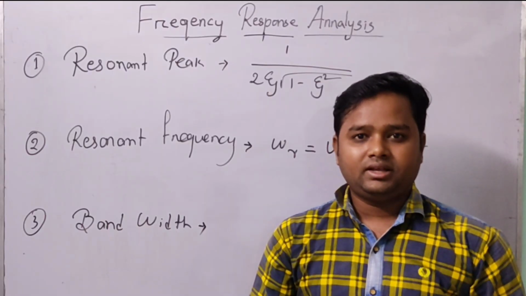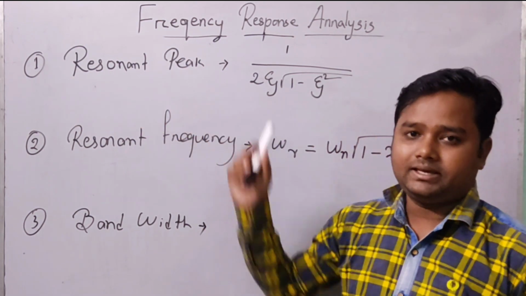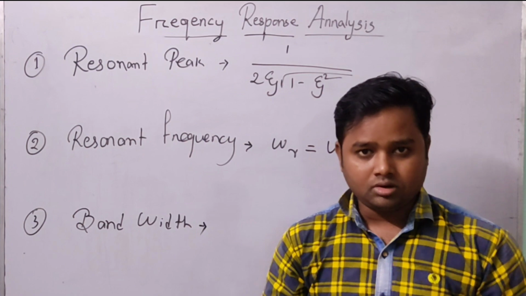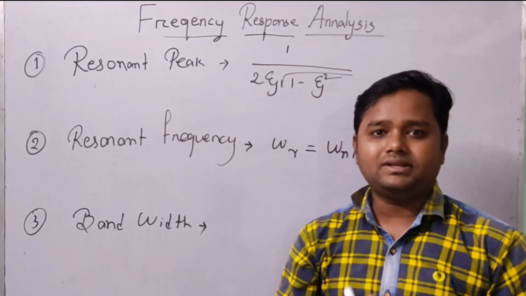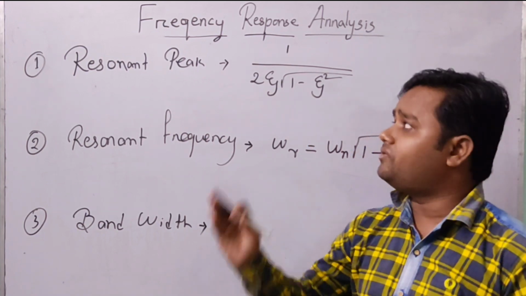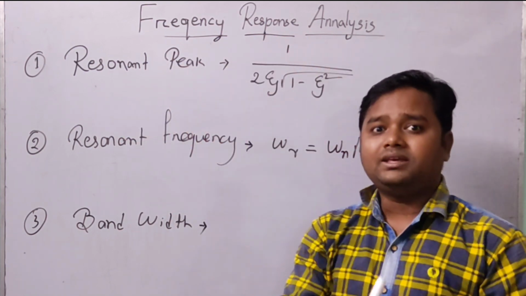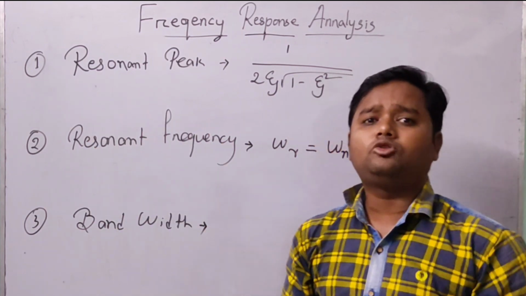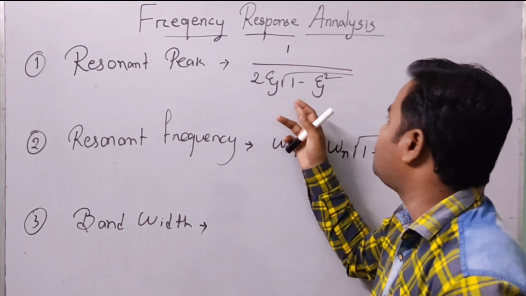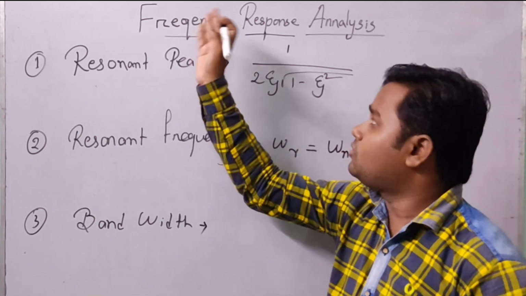Next we will study the frequency response analysis, three basic terms. The first term is resonant peak. Resonant peak means the maximum value of the magnitude in a transfer function. Just as amplitude is the maximum value of a signal, similarly the maximum value of a sinusoidal signal in frequency response analysis is known as resonant peak. The formula for the resonant peak is 1 divided by 2 zeta into the square root of 1 minus zeta square. By this formula we can get the resonant peak of a frequency response analysis.